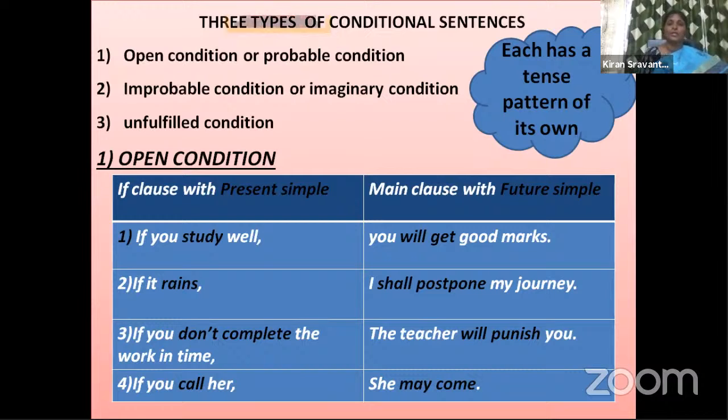If you study well, you will get good marks. If you get a holiday tomorrow, you can play or you can prepare for your approaching examinations. If it rains, I shall postpone my journey. If you don't complete the work in time, the teacher will punish you. This is an open condition, the probable, possible condition. If you call her, she may come. In each sentence, you find a possibility.